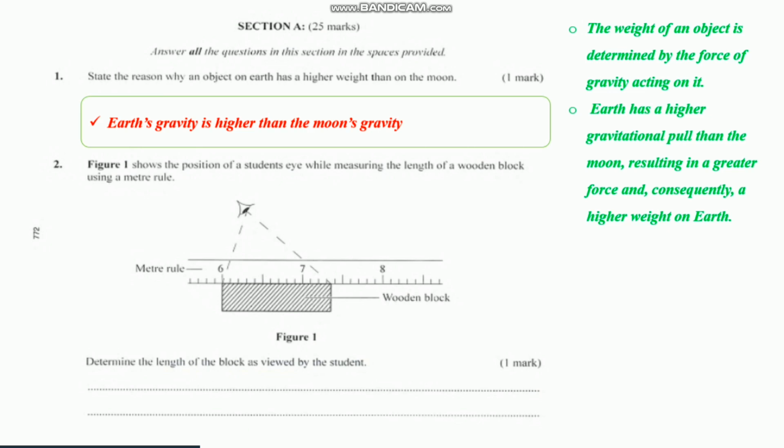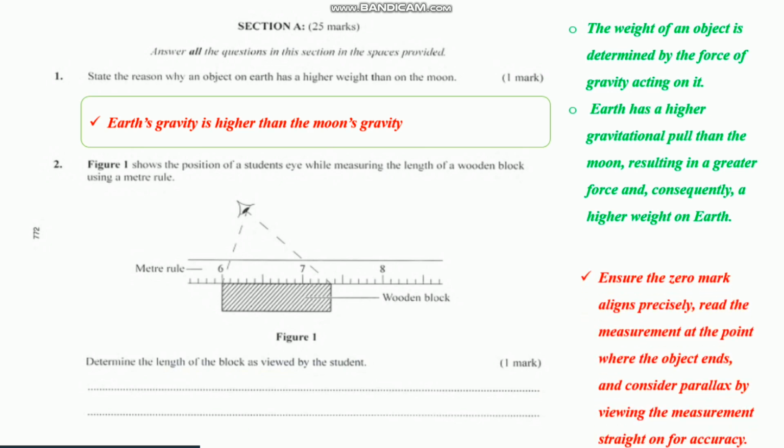The second question reads, the figure 1 below shows the position of a student's eye while measuring the length of a wooden block using a meter rule. So this is Form 1 work, measurement 1. When you are taking readings from a meter rule, it is testing you on the precautions to use while measuring lengths. The first one is to ensure that the zero mark aligns precisely. The zero mark should be at the beginning of the object. However, in the diagram you see the object is starting at the 6 mark, but therefore it should be precise.